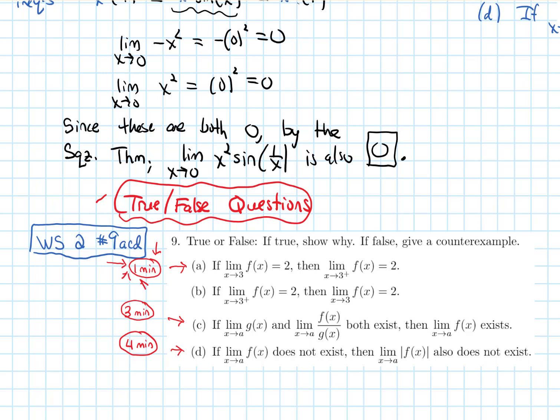Next, I want to give you a combined 7 minutes to try parts C and D. So I would say a good breakdown is give yourself 3 minutes to try C. Even if you don't finish, that's okay. At that point, I want you to move on and try part D for about 4 minutes. Pause the video and try these for a combined 7 minutes.